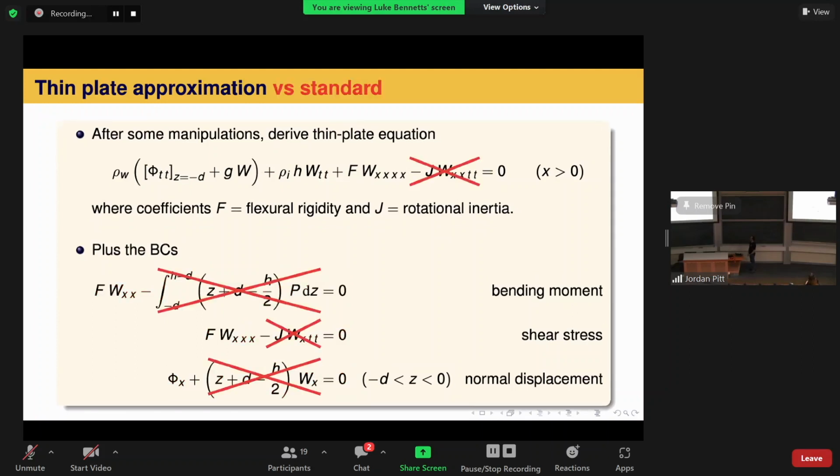And then we can say, well, they look kind of familiar. If I just go and cross out a bunch of terms like shown, then we go back to the standard thin plate approximation where we have a free edge. So there's no coupling in those ice edge conditions.